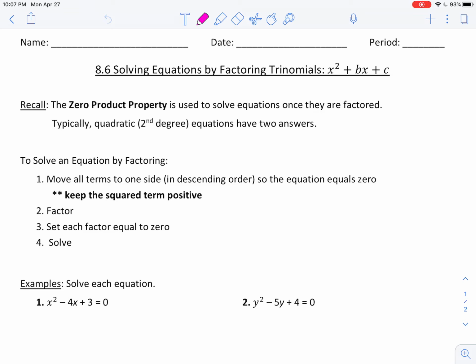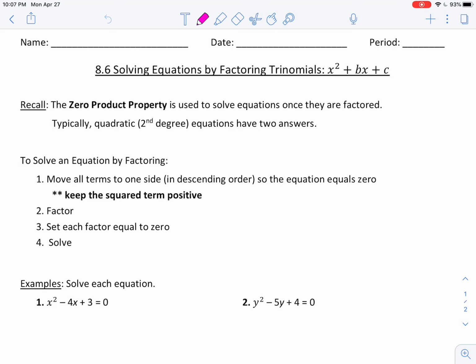Hello, today we are going to finish section 8.6. We are going to be solving equations by factoring again, but in this lesson we're going to be factoring trinomials, 3 terms. Remember that the zero product property gets used to solve equations once we factor. When we have 2 items that are multiplied to equal 0, one of those 2 items must be 0. And also remember that typically quadratic second-degree equations have 2 answers.